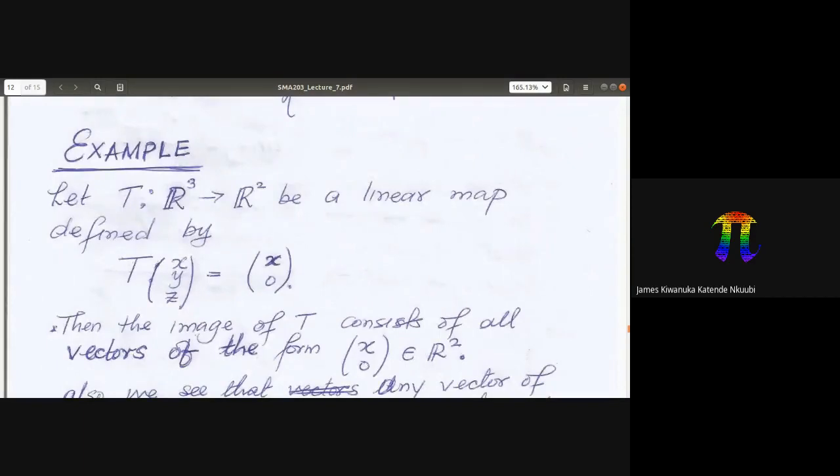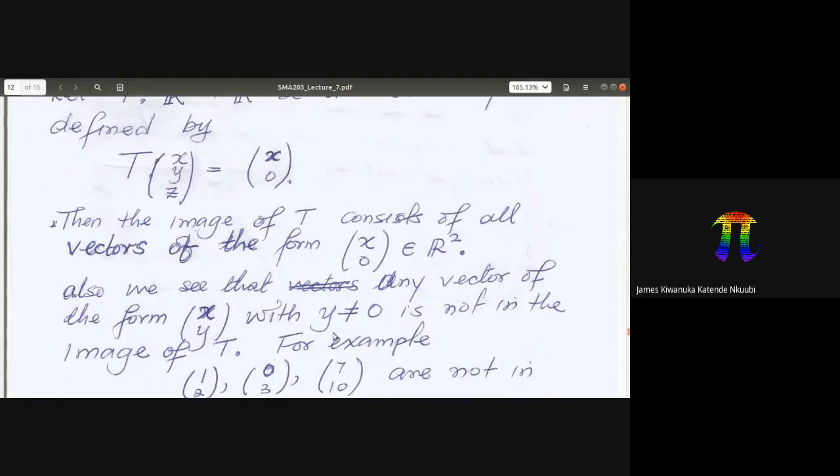So here is an example. T is a map from R3 to R2, and it's defined by this, and it's clearly a linear map, though you should be able to prove it in your own time. Now the image of T will consist of all vectors of this form, (x, 0) in R2. This one is easy to check because the way it is constructed is carefully selected so that you can quickly see what the vectors in the image will look like. They'll look like this. So the image simply consists of all vectors of this form.